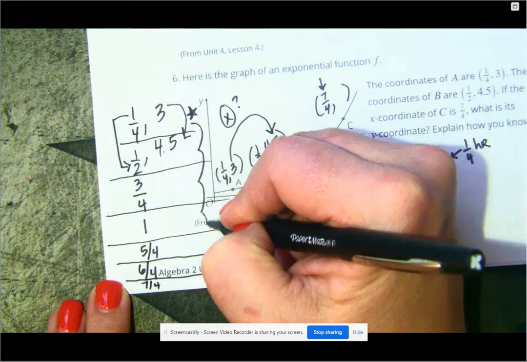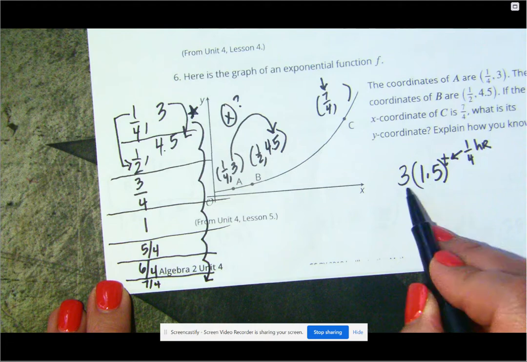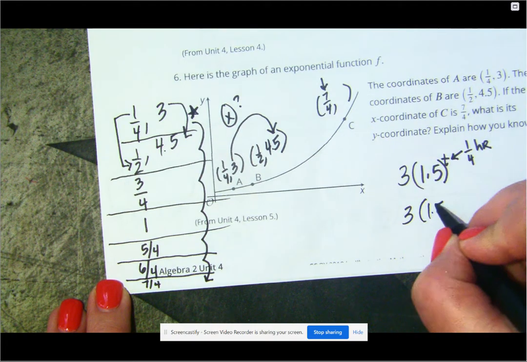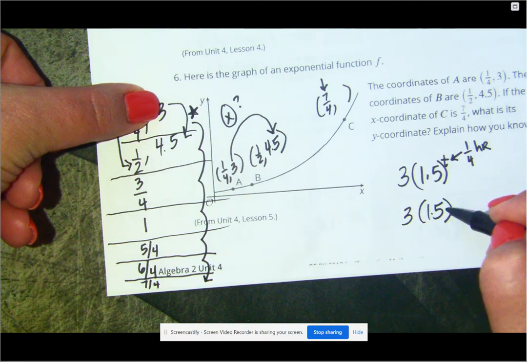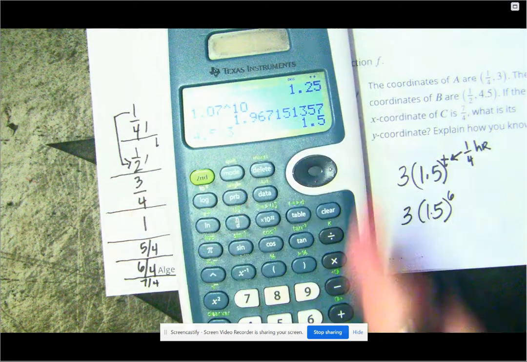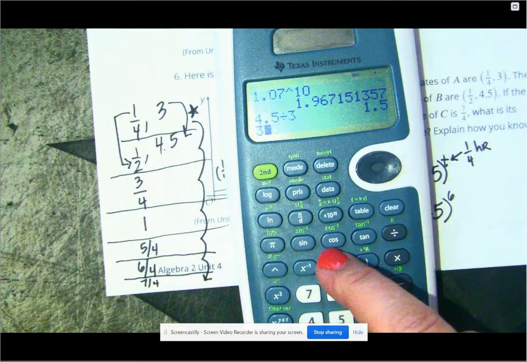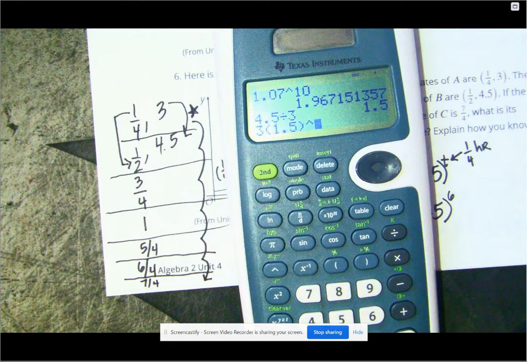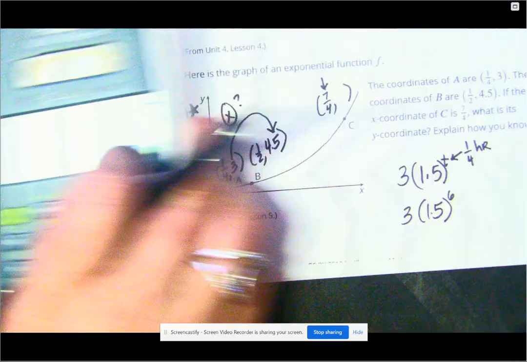So if I'm starting right here, how many 1/4 time intervals is that? 1, 2, 3, 4, 5, 6. So I'm going to take this rule that I wrote, right? Starting at the number 3, I know every quarter hour it grows by 1.5, and I need to do that 6 times. So now I'm going to type that into my calculator. 3 times 1.5 to the 6th power. So the y coordinate is approximately 34.2.